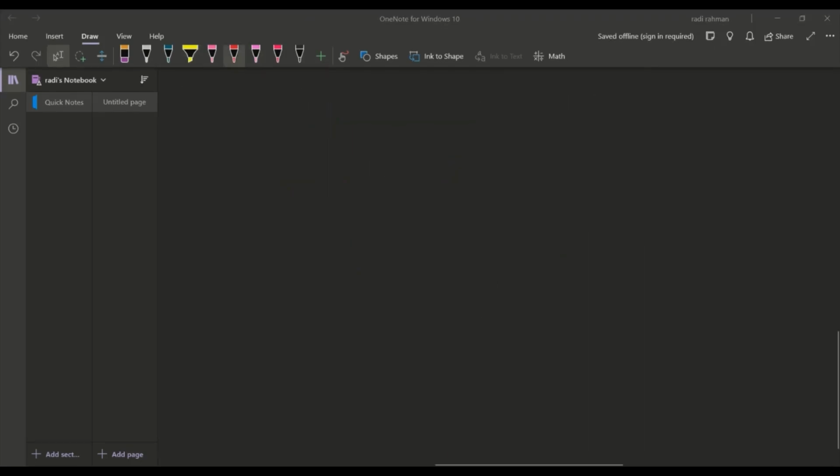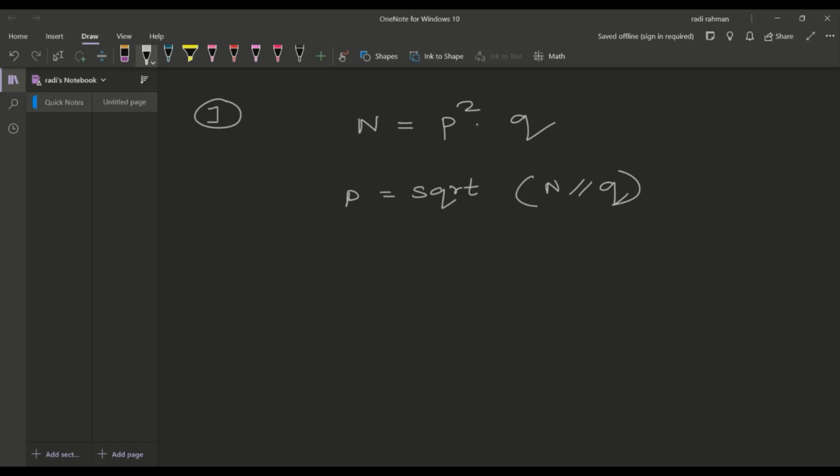So let's look at some of the observations. The number one thing to be noted here is that n can be represented as p square multiplied by q, right? So suppose we have found out the q, then our p will be square root of n divided by q. But to find out this q, we need to check every prime number less than or equal to n, and we have to check whether that prime number divides n or not.